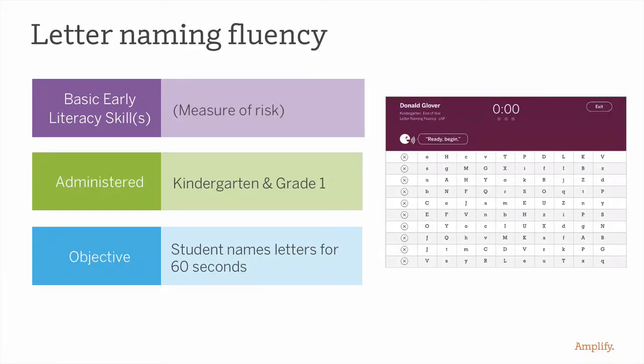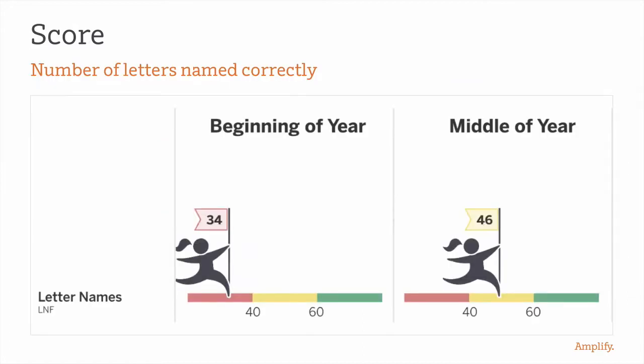Letter naming fluency is a reliable measure of risk for reading achievement. It is not an indicator of one of the basic early literacy skills. LNF provides one score, the number of letters named correctly. MCLAS automatically calculates the score based on how the assessor records student responses.